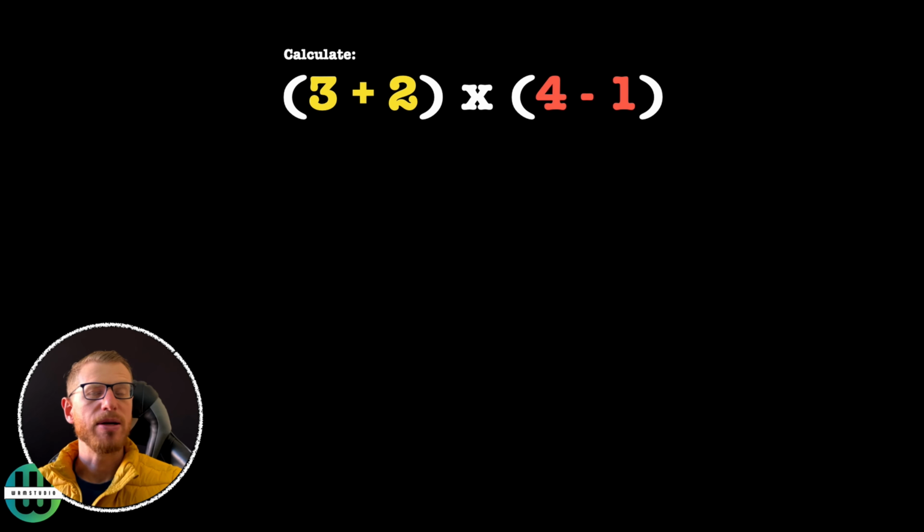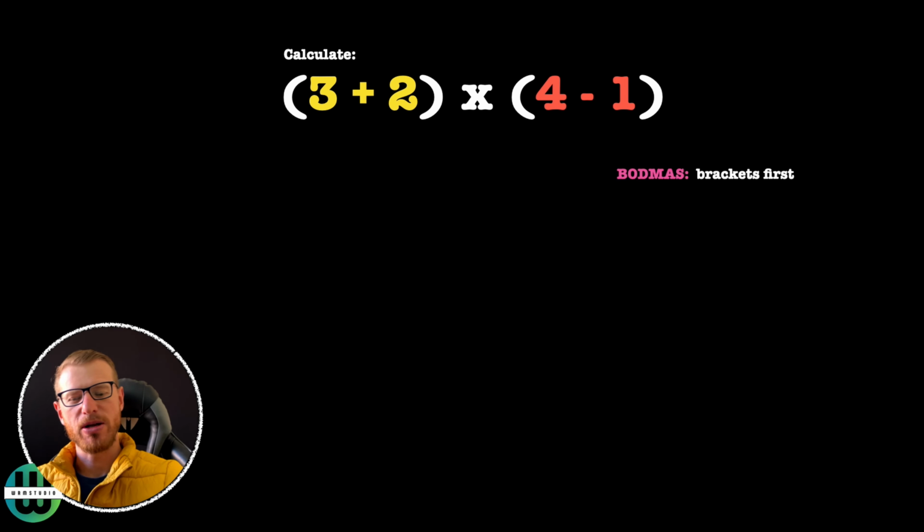Let's now calculate (3 + 2) × (4 − 1). Now it becomes a little bit more complex. Now I've got brackets or parentheses to take note of as well. BODMAS tells me I first have to work with my brackets. So I'm going to use BODMAS in my first bracket and then I'm going to do my second bracket.